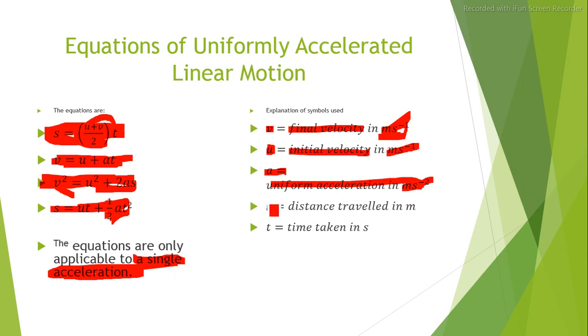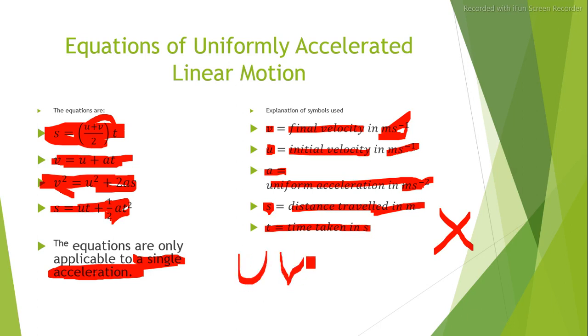Then the fourth letter is s. s is the distance traveled, although some may use x instead of s, so it's still the same, but what is mostly used is s for O level. Then t is time in seconds. So those are the five letters u, v, a, s, t, which I sometimes call UVAST.